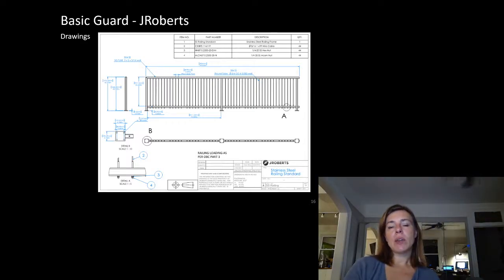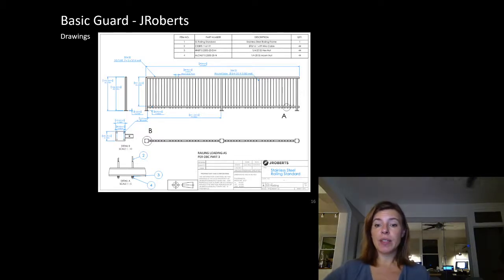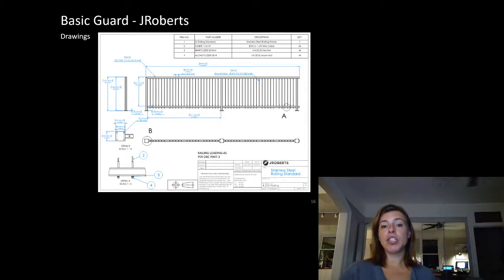So here's just a basic one. This one, a fabricator literally called me up and said, we build these all the time, but we need a permit. Can you back engineer this for us? So it's a quick, small project, not a lot of work for me. Interestingly enough, they didn't need it as a guard. It's not 2 feet above anything. So it is literally just a railing.